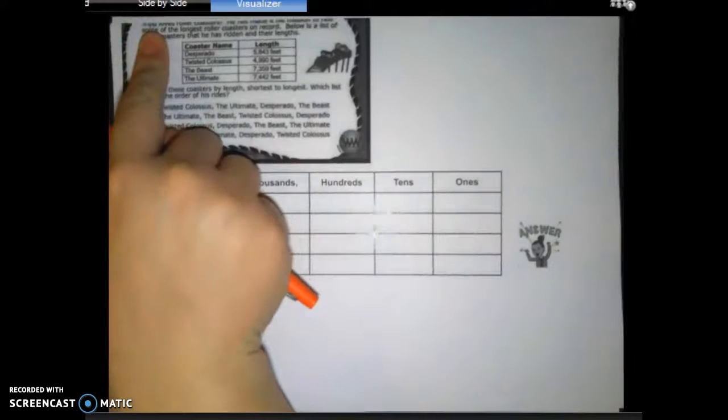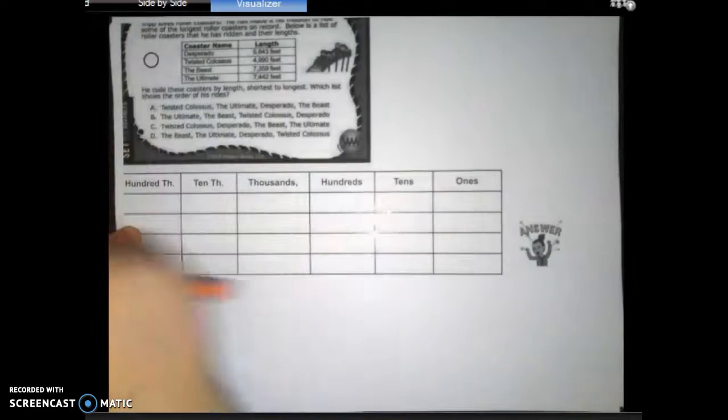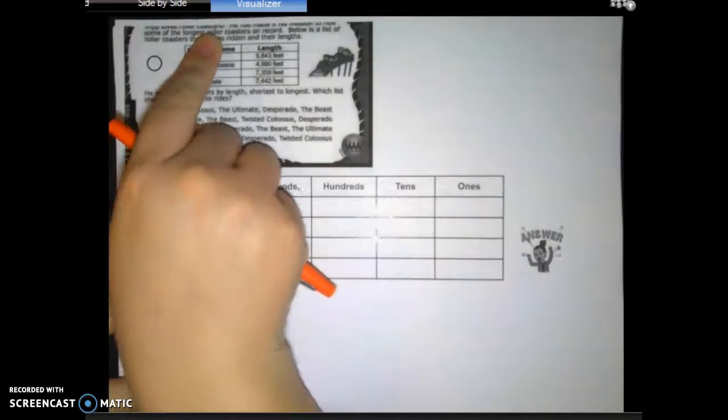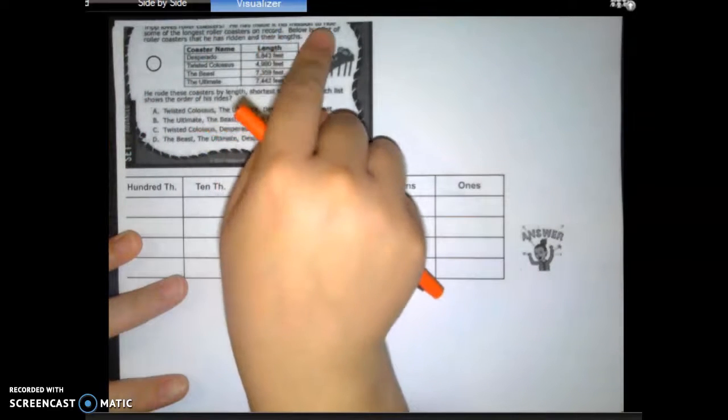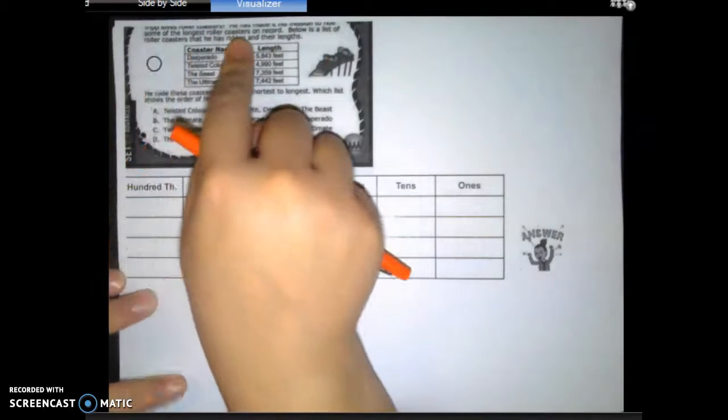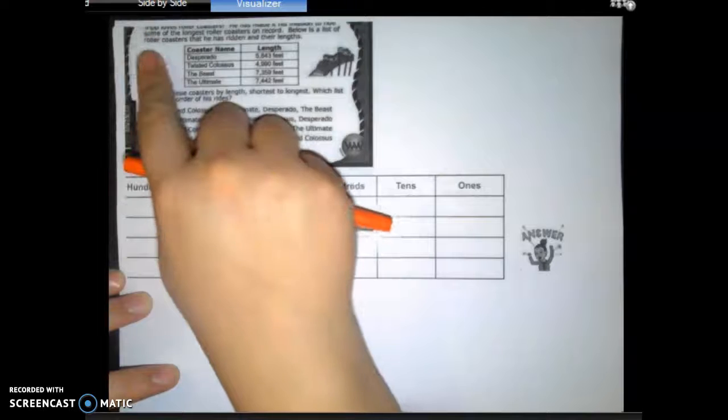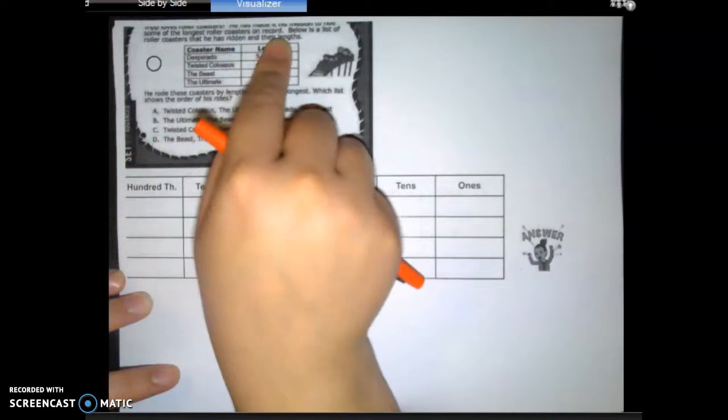Okay, here's your third question. Let's see if you got the answer correct. Trip loves roller coasters. He has made it his mission to ride some of the longest roller coasters on record. Below is a list of the roller coasters that he has ridden and their lengths.